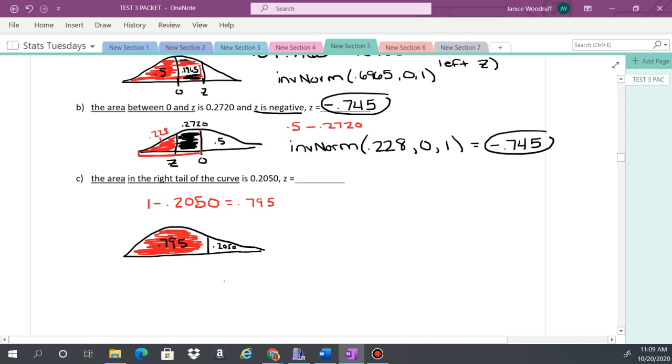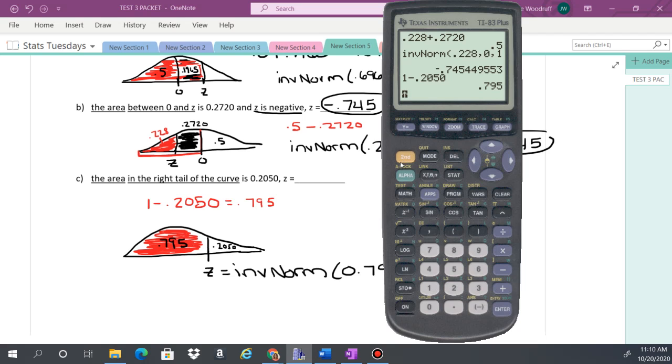So now to get the z-score, this guy right here, we're going to go inverse norm, 0.795, 0, and 1. So second distribution, inverse norm, 0.795, 0, and 1. So 0.824.